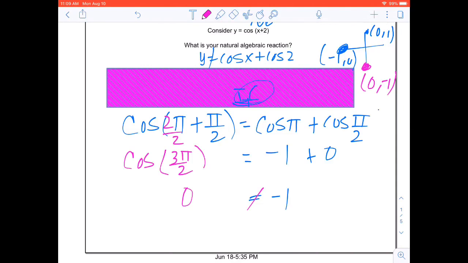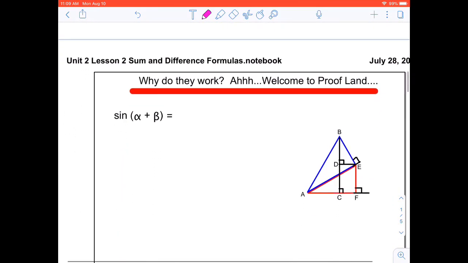If you're trying to take the cosine of the sum or difference of two angles, the distributive property doesn't apply. So what formula does apply? Well, we're going to prove it.